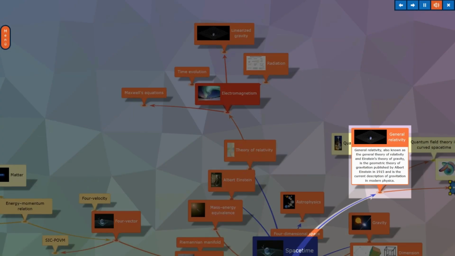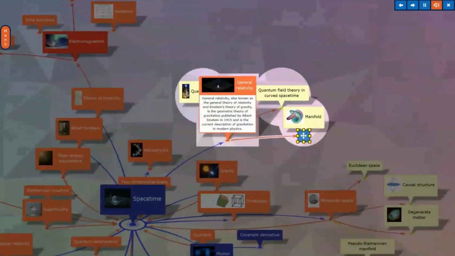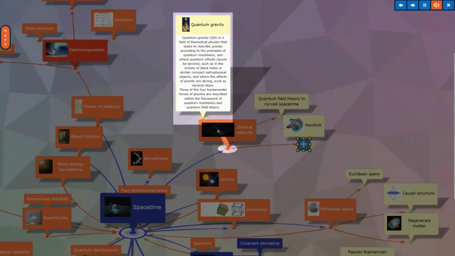General relativity. General relativity, also known as the general theory of relativity and Einstein's theory of gravity, is the geometric theory of gravitation published by Albert Einstein in 1915 and is the current description of gravitation in modern physics. The topic general relativity in overview. Quantum gravity. Quantum gravity, QG, is a field of theoretical physics that seeks to describe gravity according to the principles of quantum mechanics, and where quantum effects cannot be ignored, such as in the vicinity of black holes or similar compact astrophysical objects, and where the effects of gravity are strong, such as neutron stars.